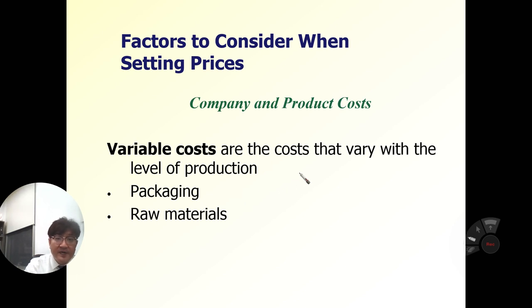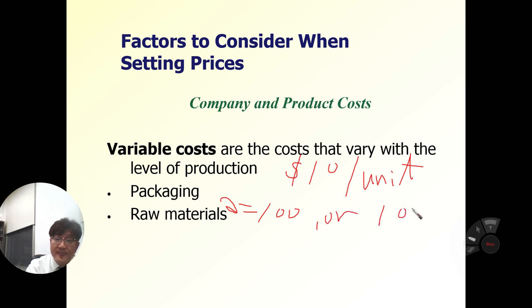For example, suppose the variable cost is $10 per unit. Okay, so it's going to stay $10 per unit even if you make 100 or 1,000 units. No matter how many units you make, the variable cost per unit is going to be the same.